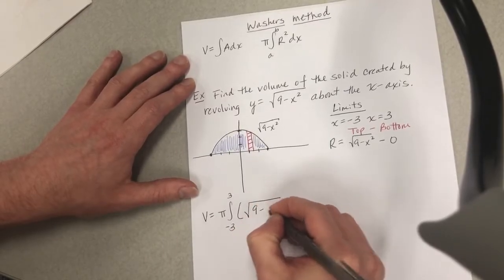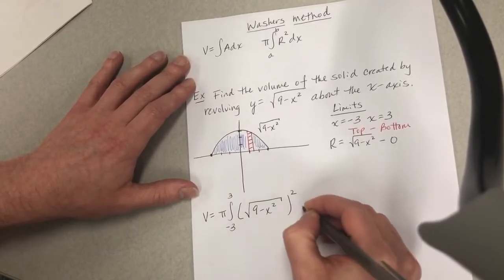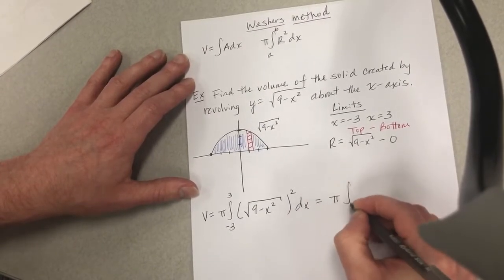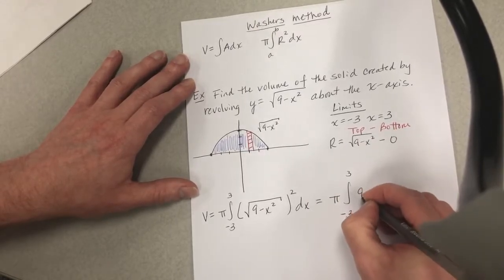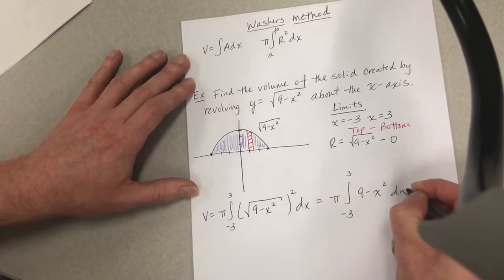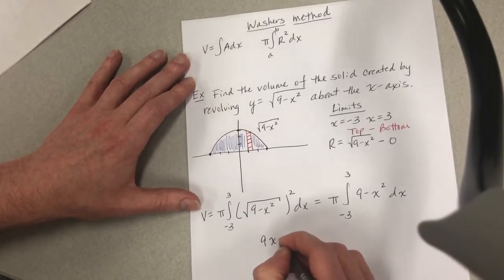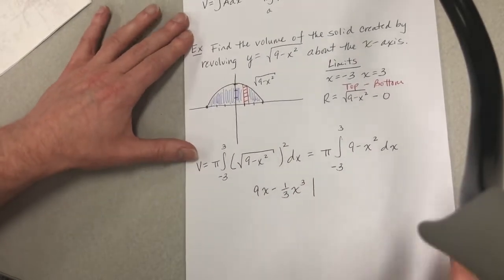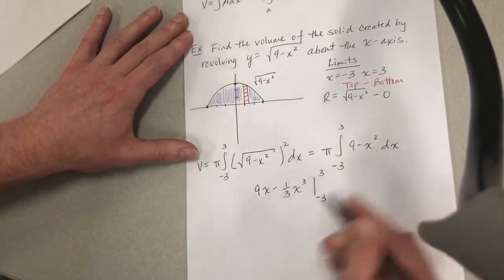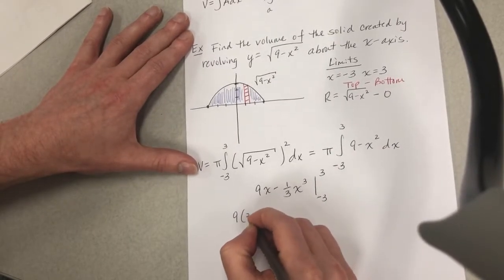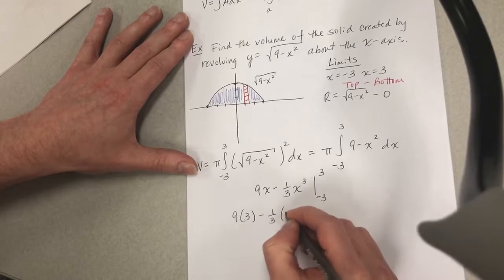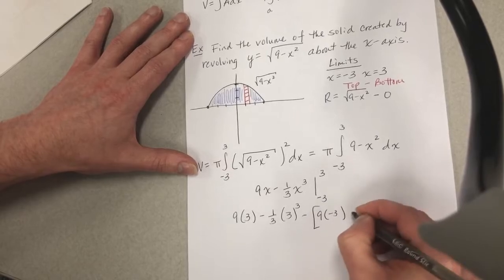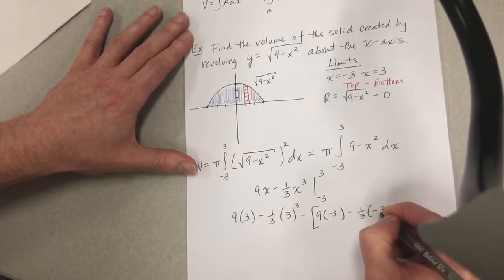And we're going to plug into the formula. Square root squared gets rid of the square root. And this one's easy enough to integrate by hand. So we'll do it. So we get 9x minus 1/3 x cubed. And we're going to go from negative 3 to 3. Plug in our top limit, 9 times 3, minus 1/3 times 3 cubed, minus 9 times a negative 3, minus 1/3 times a negative 3 cubed.